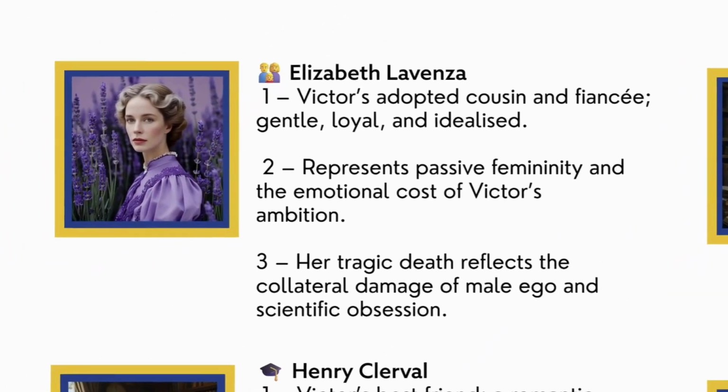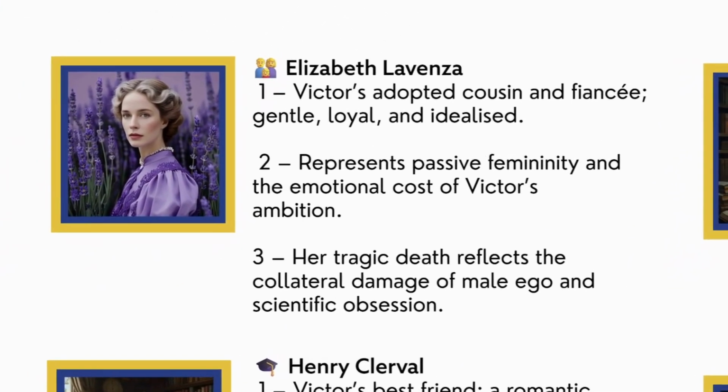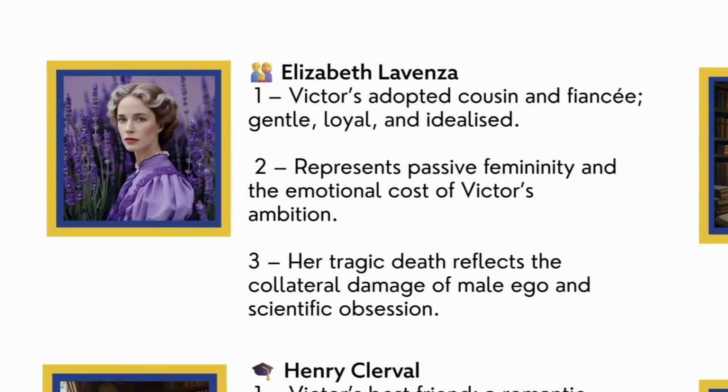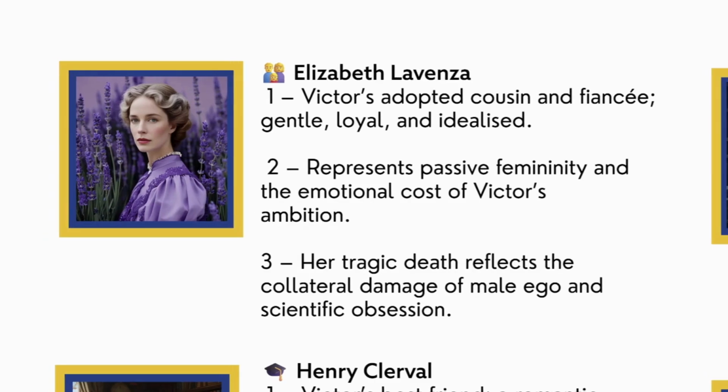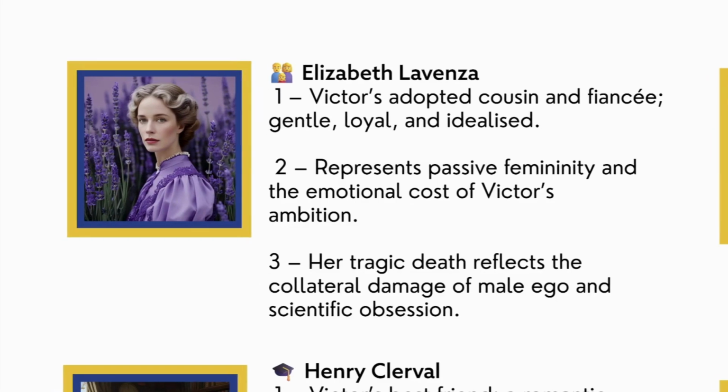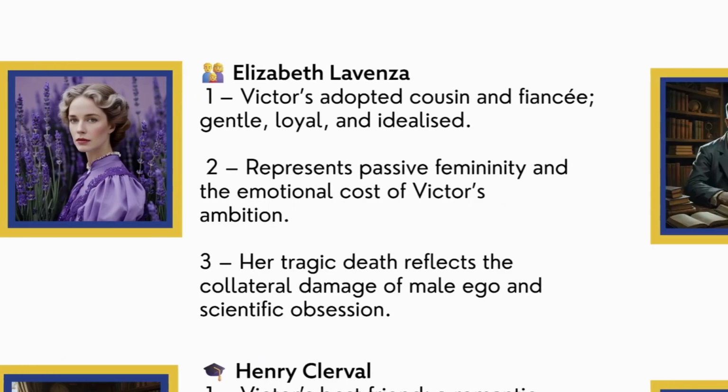Okay, then we have Elizabeth Lavenza. Victor's adopted cousin and fiancée. She's gentle, loyal, and ultimately idealised. She represents, therefore, passive femininity and the emotional cost of Victor's ambition, because her tragic death reflects the collateral damage of the male ego, i.e. Victor Frankenstein's, and scientific obsession. By creating this monster, it ultimately leads to Elizabeth's untimely demise.